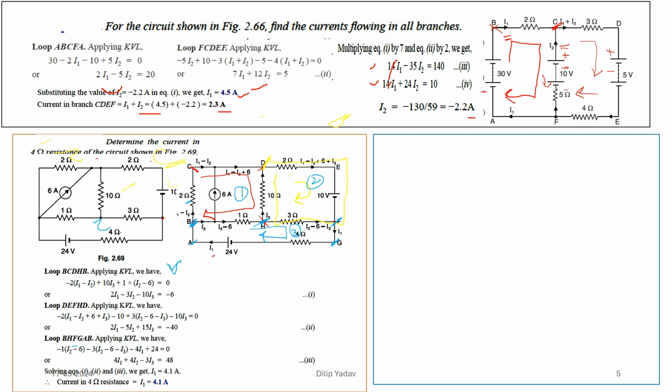Then we have this value, because it is resistance into the current. Then we have this value, that is 1 into I2 minus I6. So this is how we calculate. The first equation is calculated.